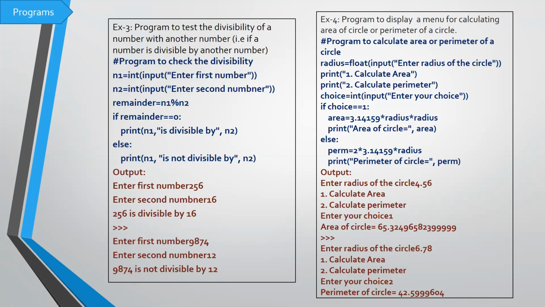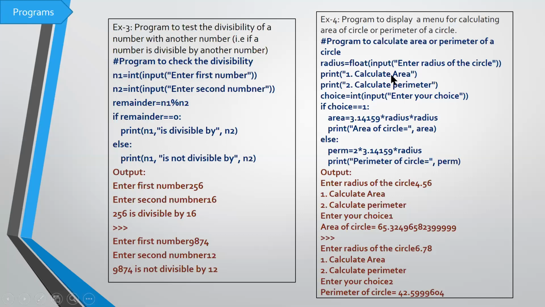Next I want to display what are all the items that I am having. You have to display the menu. Here they are asking you to display a menu for calculating area of circle or perimeter of a circle. A menu is nothing but, when you run the program, it will display on the monitor. 1, calculate area. 2, calculate perimeter. You will display this information. Choice is equal to int of input of, enter your choice.